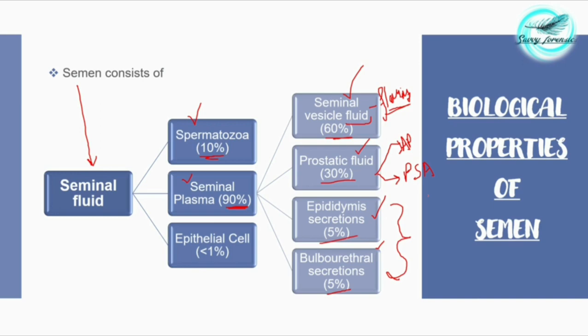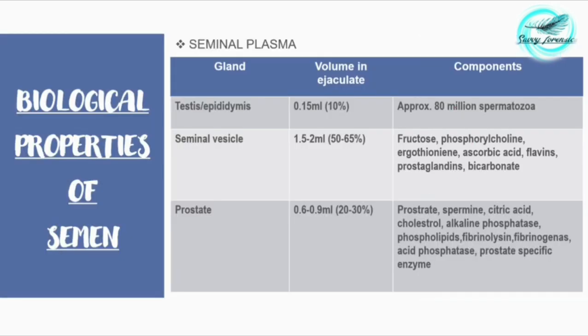So let's move further. Now, the biological properties of semen. Basically, we'll be looking at the seminal plasma, which constitutes 90% of the total seminal fluid. The first component consists of the testes and epididymis gland. Volume in ejaculate will be 0.15 ml, just 10%. Approximately, it contains 80 million spermatozoa.